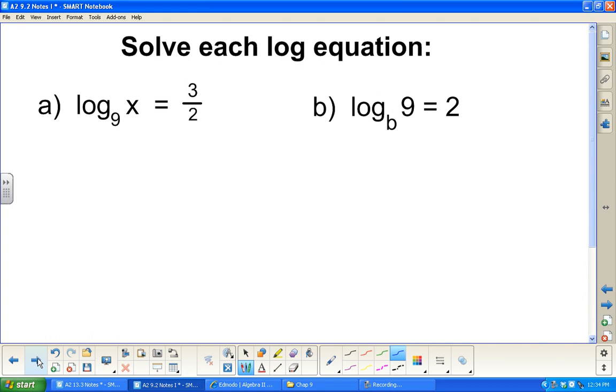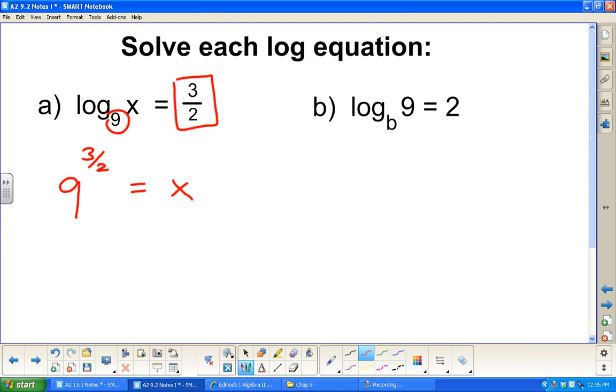Okay, let's solve some log equations then. So they're giving you a log equation. One of the things is a variable. So we really need to know how to change to the other form here. So again, log base 9 of x equals 3/2. Get your base, pull your base out. The thing that the log equals becomes the exponent. And it equals x, and that's what we're trying to find here.